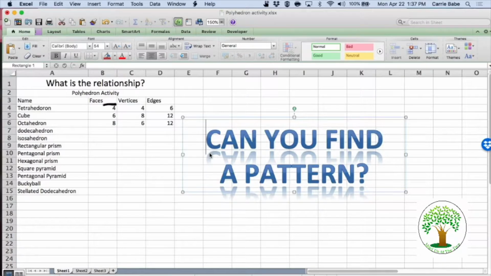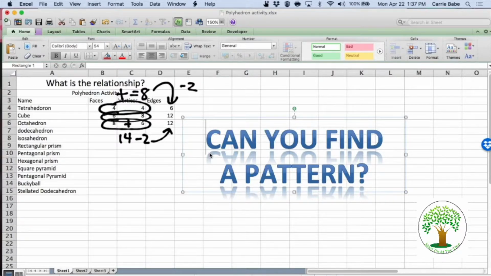So she added these two together and gets what? 8, right? We add it together and it equals 8. And then what do we do to get that then? Minus 2. Does that work always? Add these together and it's what? 14. And if I subtract 2, I get that, right? And it's the same because it's 6 and 8 and 8 and 6. So those two are the same. Cube and octahedrons are just backwards. Let's see if this works on the rest of them.